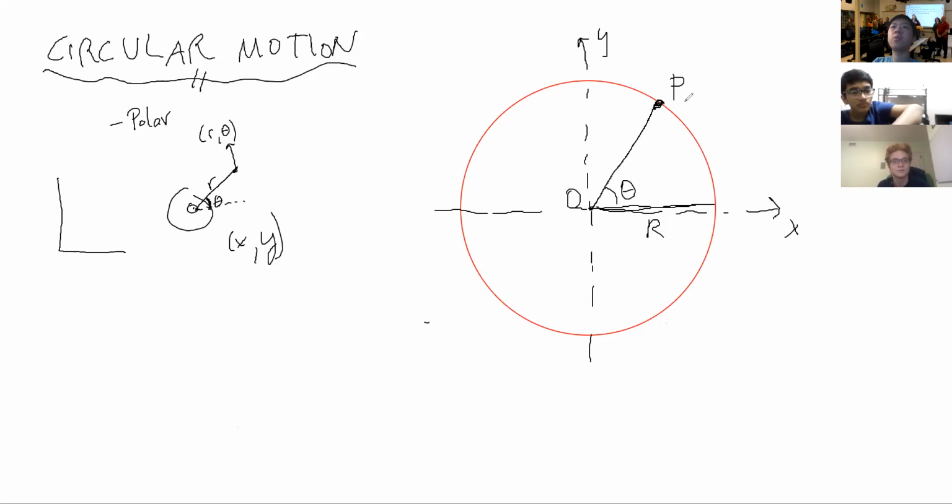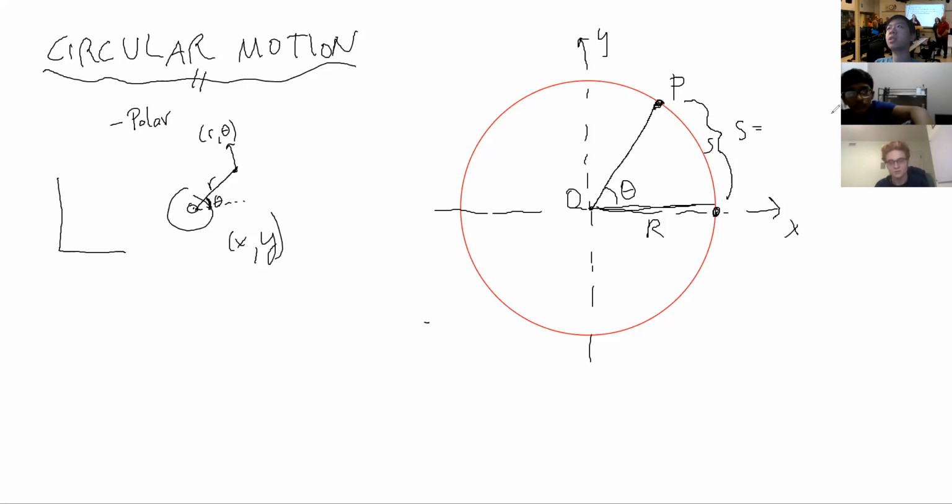Okay, so from geometry, what is the length of the arc from 0 to P? Actually, before we calculate the length of that arc, what does that arc represent when we're talking about the motion of a particle? Trajectory. But more specifically, let's say our particle traveled from the 0 point to its current position. Displacement. Well, displacement would be more like this. But the distance that it traveled is S.